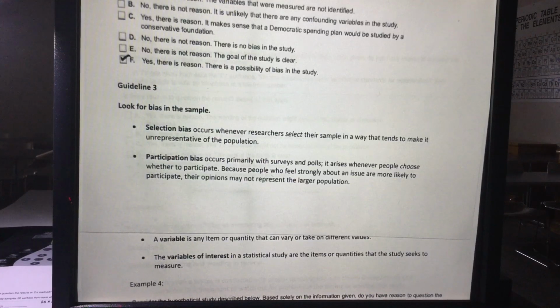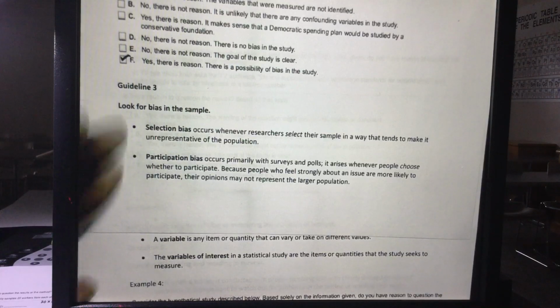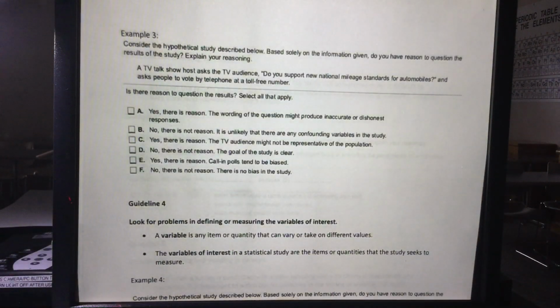Because with participation, if they feel strong about a situation or an issue, they're gonna more likely be participating in that survey. And sometimes when you do collect data, that data could be only from those who have chosen to respond, and it might not be the opinion of the entire population. And I think example 3 is like that. Here we go.